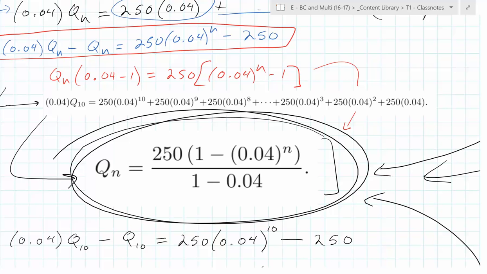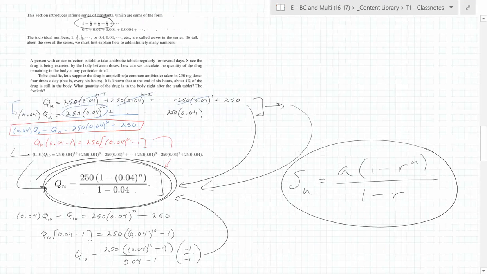If n goes to infinity, what happens to this? It goes to 0. Why? The absolute value of that is smaller than 1. This is 0, so you get 250 over 0.96. Do that for me. What's 250 over 0.96? Someone do that on their calculator, please. What is 250 divided by 0.96?